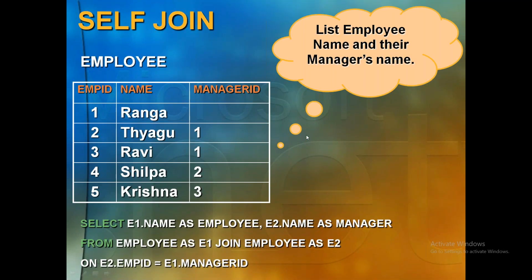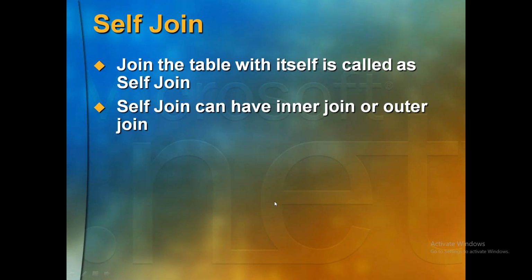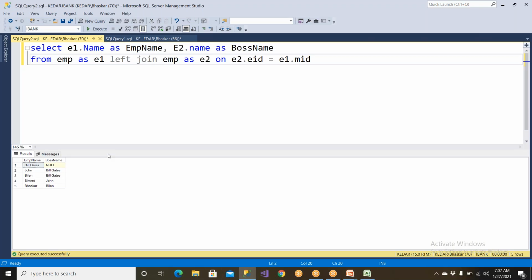This is the query I'm talking about. It is a self join. Joining the table with itself is called a self join. Self join can have inner join or an outer join. So this is also one more join. Am I clear, guys? So self join means joining the same table with itself. If you wanted to apply inner or outer, that is your choice. And this is one best example where we can get the data like this.